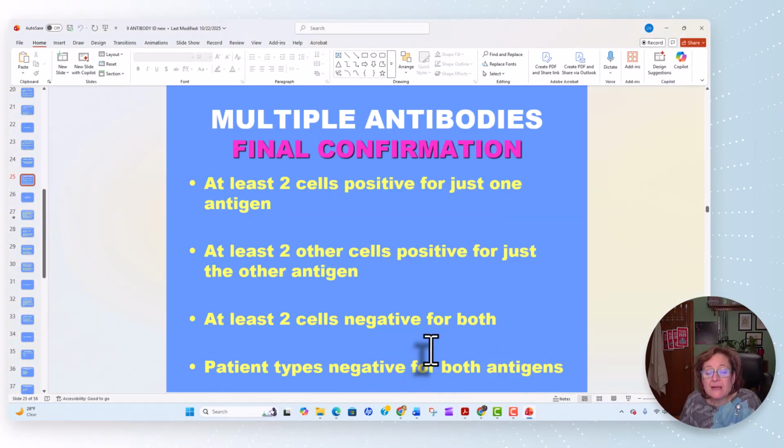And then we have to type the patients negative for both antigens. So we actually have to type the patients in this case situation for big K and big E, and they should be negative for both. If they are not negative, if the antigens are there, they shouldn't have developed an antibody to themselves, so we really need to look for something else.